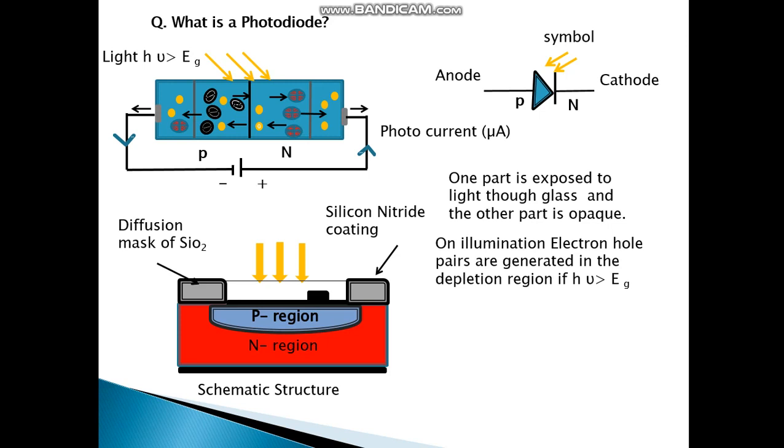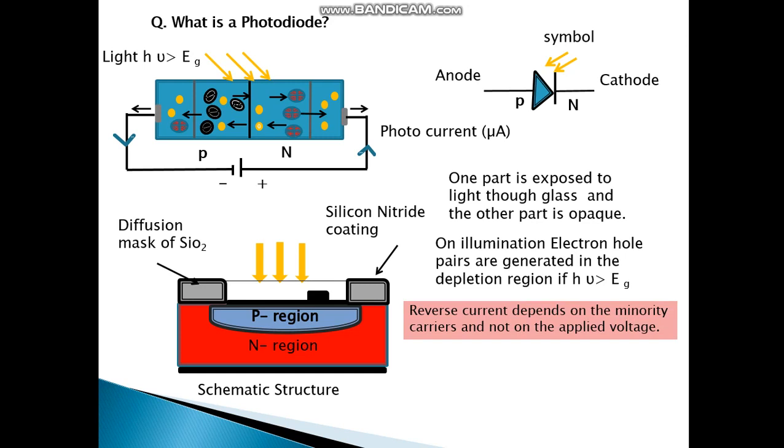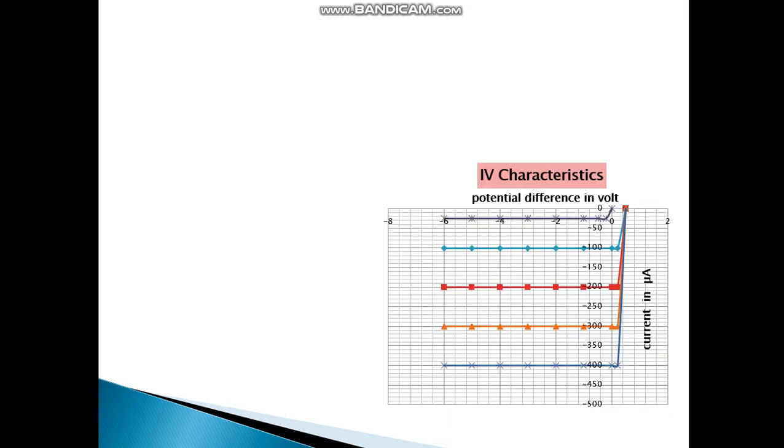On illumination, electron-hole pairs are generated in the depletion region only if h nu is greater than Eg. Reverse current depends on the minority carriers and not on the applied voltage. Also, reverse current depends on the intensity of incident light. This is the IV characteristic.